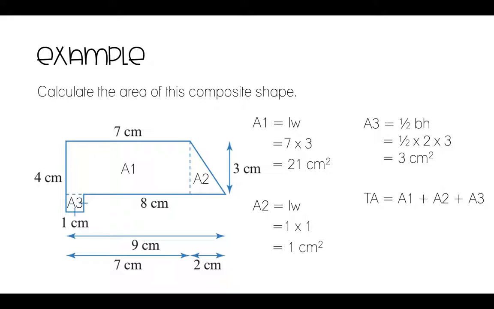Now to get the total area, we're going to add each section together. So A1 plus A2 plus A3. So 21 plus 1 plus 3 gives us an area of 25 centimetres squared. Do not forget your units and do not forget your square for your area.